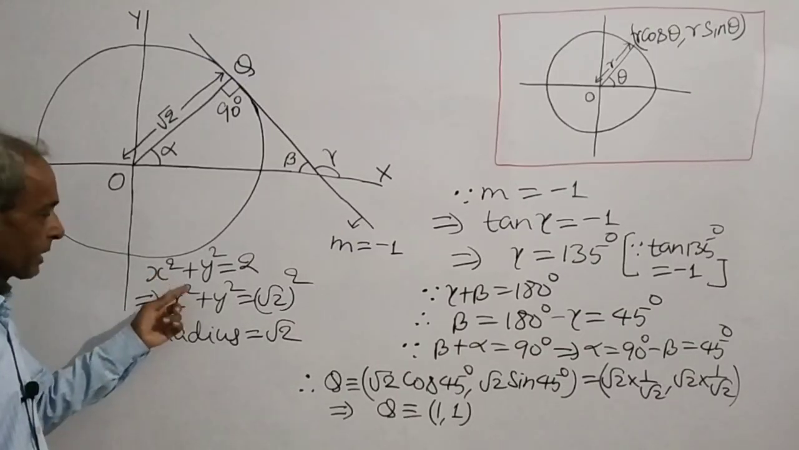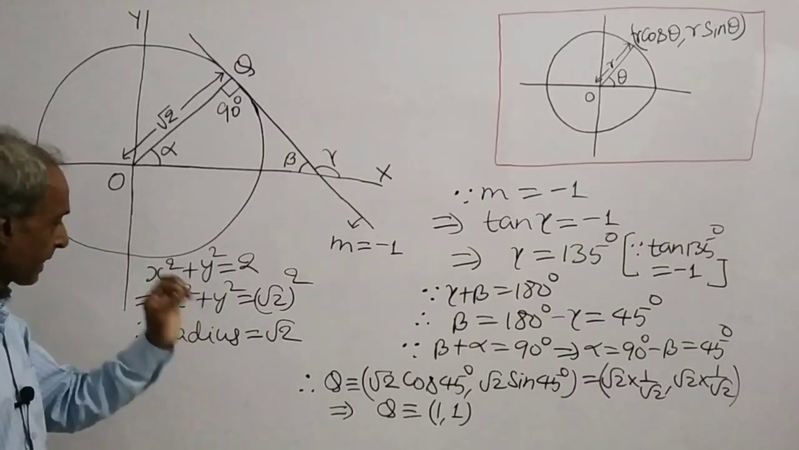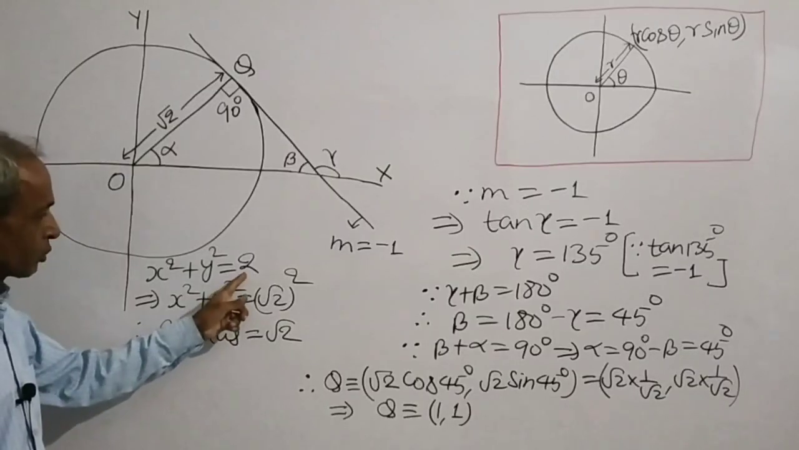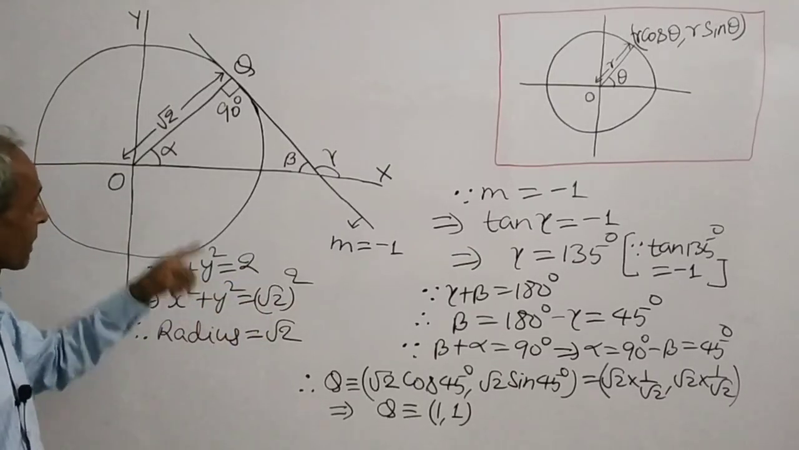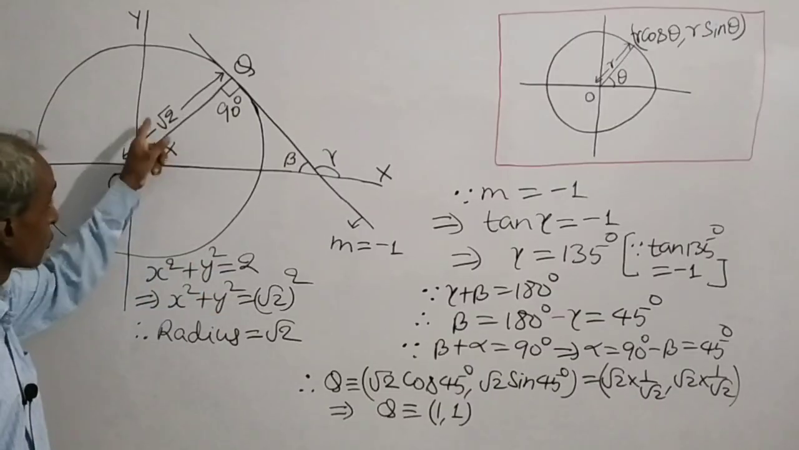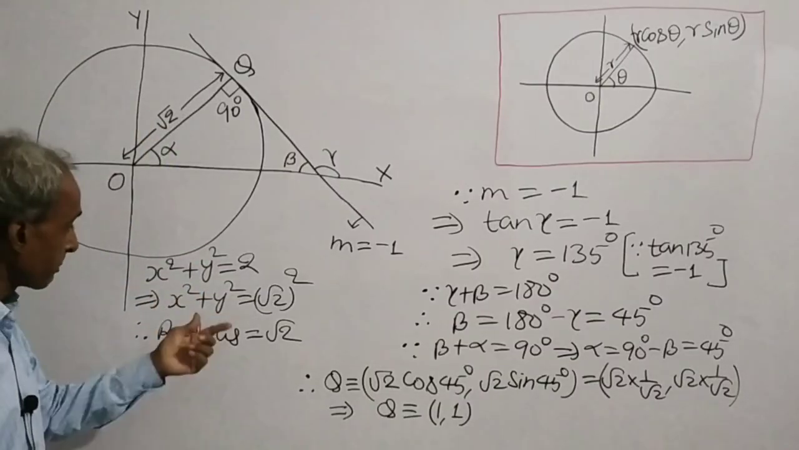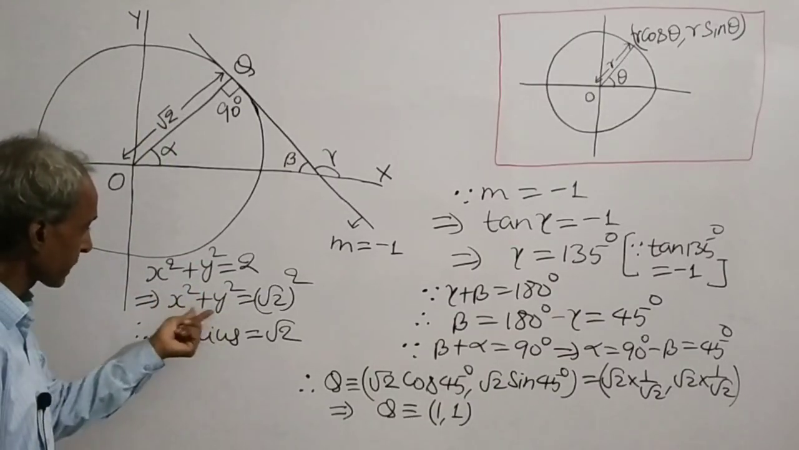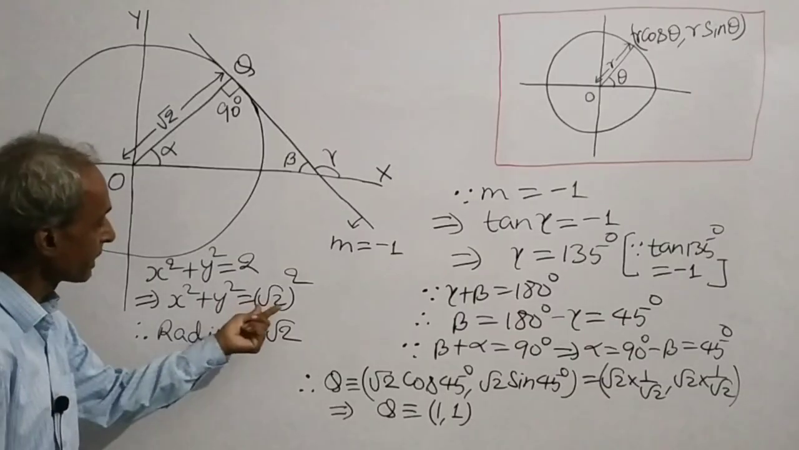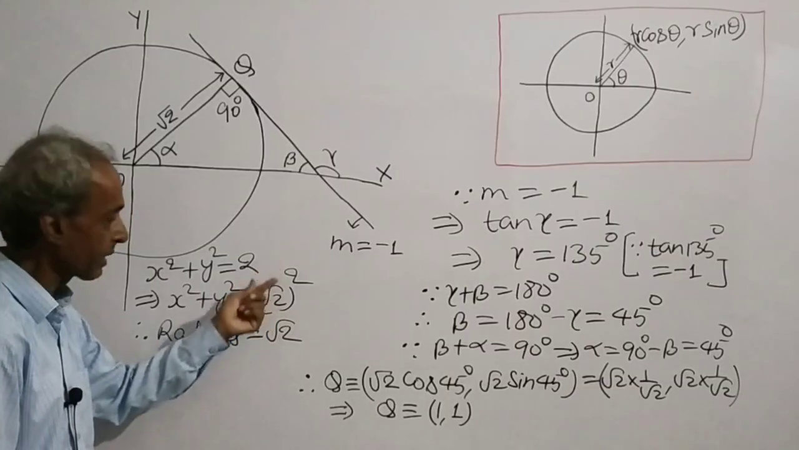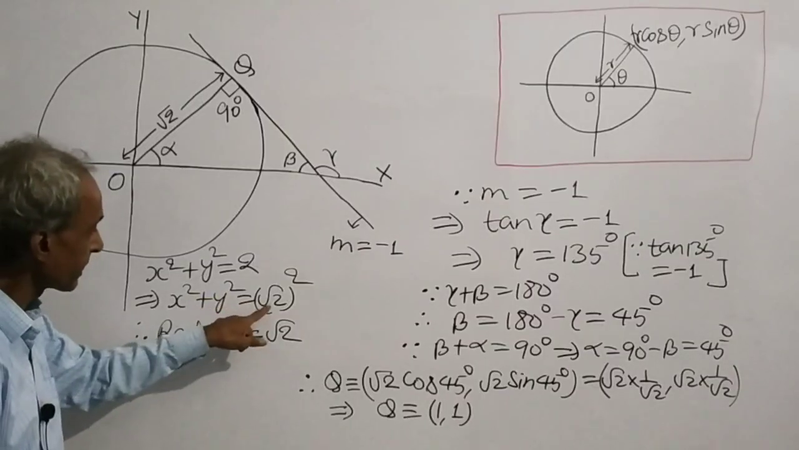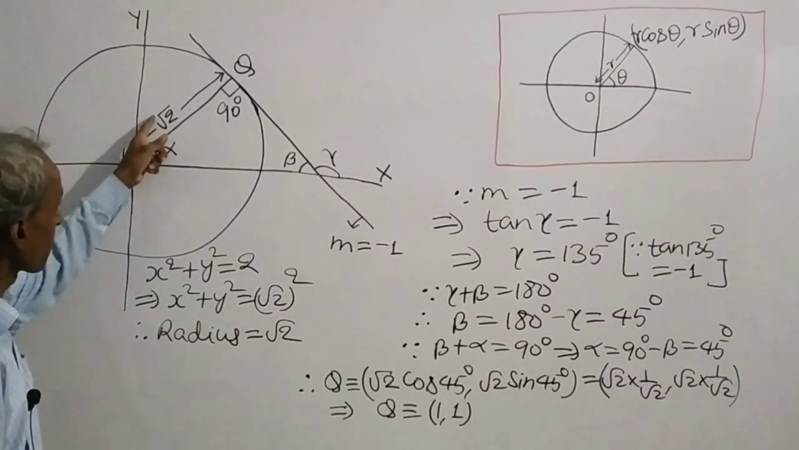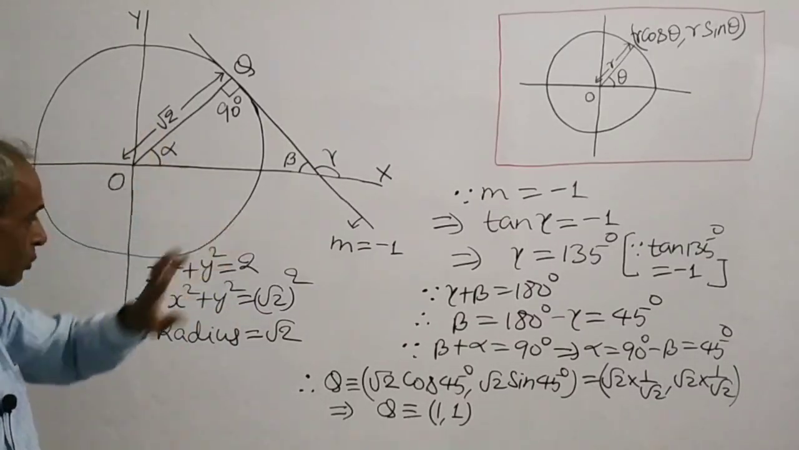This equation of circle is given in the question. 2 can be written as root 2 square. Therefore, radius will be root 2. If we compare this equation with x square plus y square is equal to r square, then in place of r, here is root 2. Therefore, radius will be root 2.